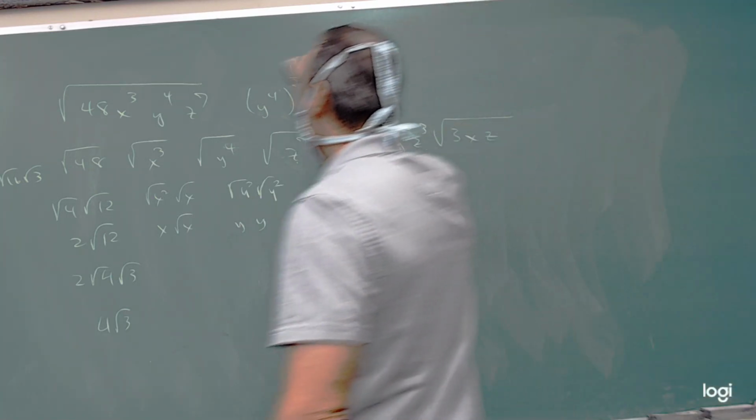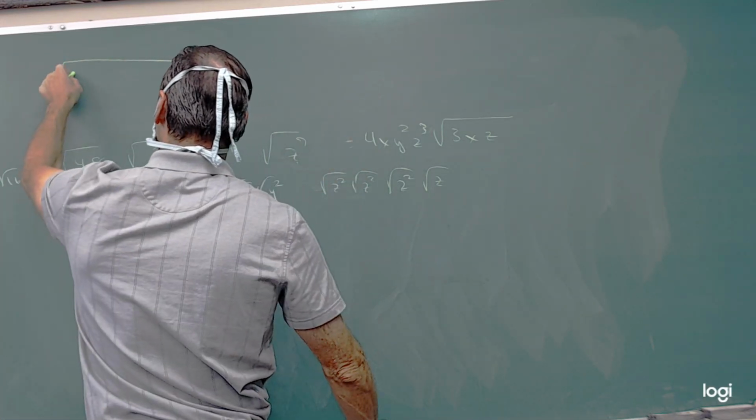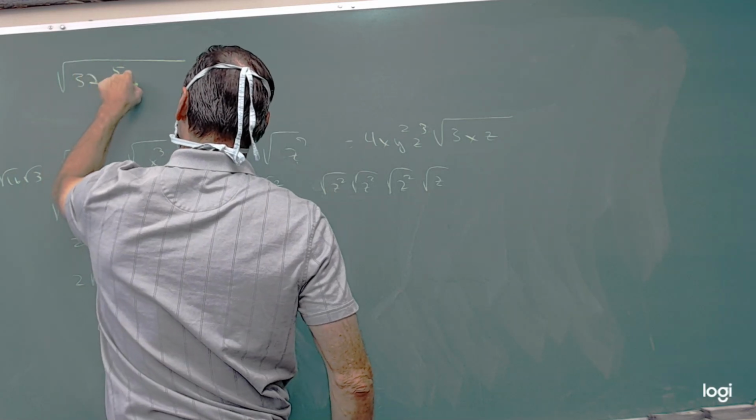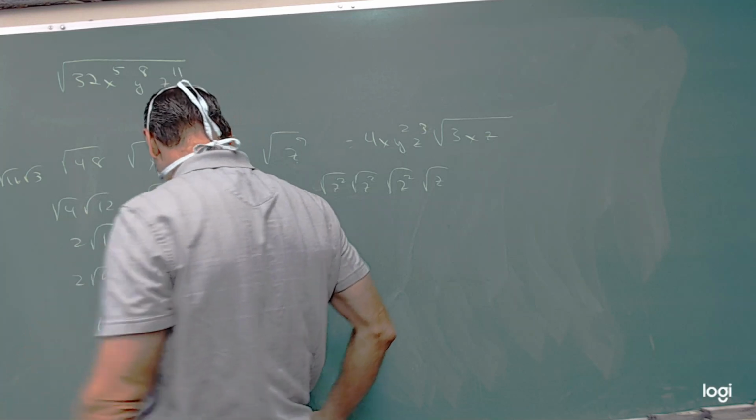All right, hearing no objections, let's do square root of, and let's say 32, x to the 5th, y to the 8th, z to the 11th. Let's see if we can simplify that.